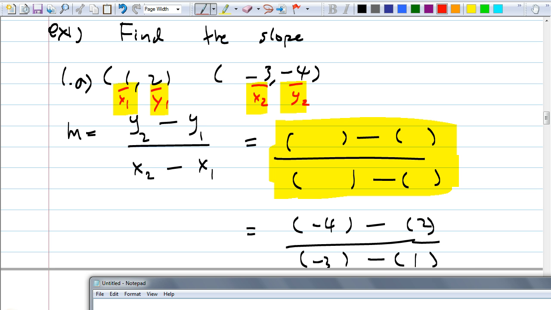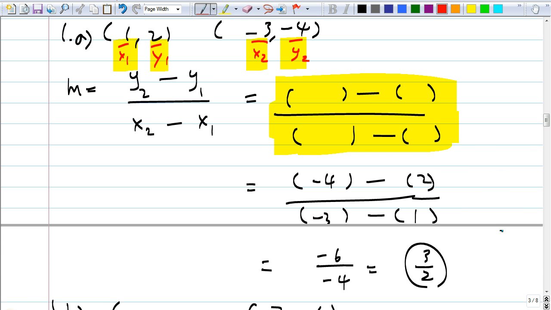-6 over -4. Did you all get -6 over -4? Should I leave it that way or always simplify? Okay, so the answer is 3 over 2. Isn't that right? Did you all get 3 over 2?